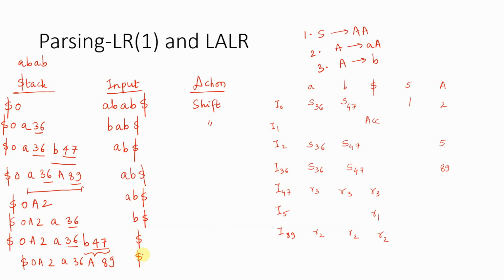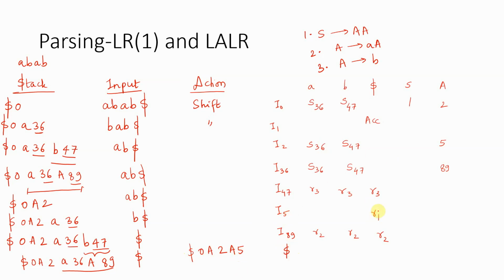Then 89 on $. 89 on $ is R2. So R2 is this. So we will have to pop off 4 symbols, that is 89, A, 36 and A, and place the non-terminal symbol, that is A. So I'll write that part over here, $0 A 2, and the non-terminal symbol is A, and then check for the entry of 2 on A. 2 on A is 5. What is left in input? It is just dollar.